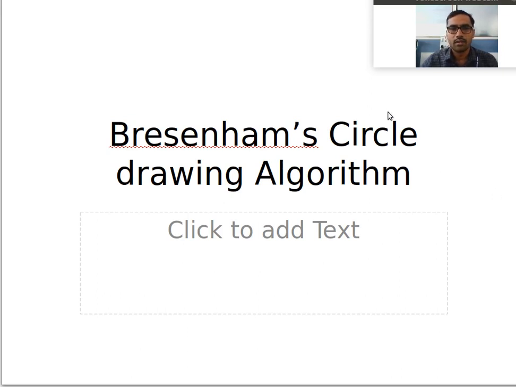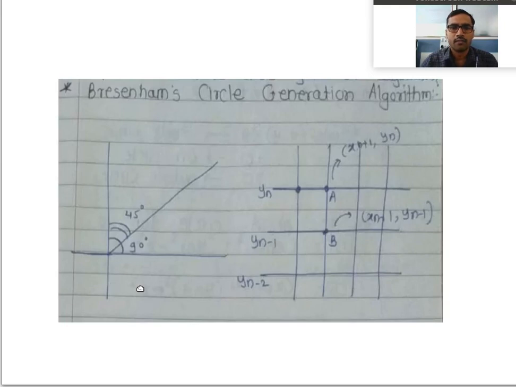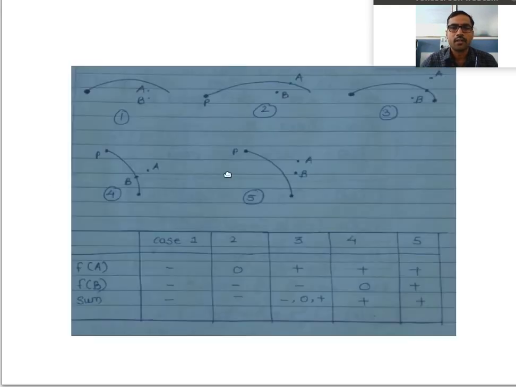So in the circle generation we will have this particular situation where xn, yn is the point on the circumference of the circle, and we have to take a decision between these 2 points, A and B, which point is nearer to the boundary of this circle and which point should be highlighted or selected. So this is our decision to find out.